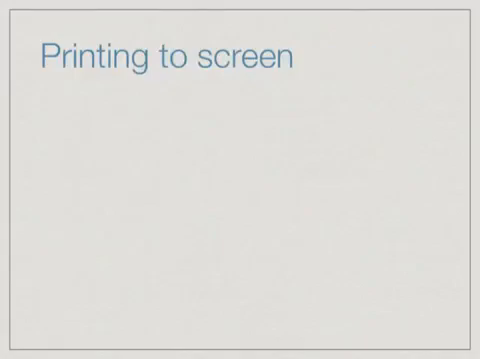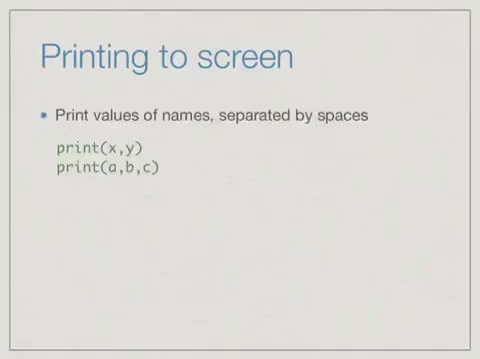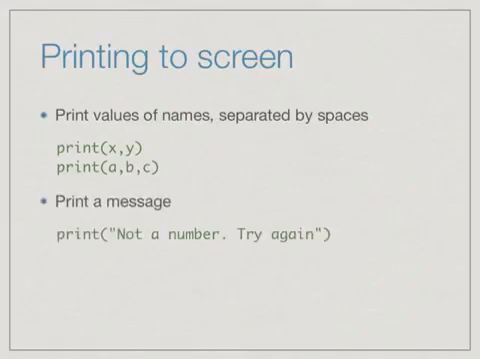So the other part of interaction is displaying messages, which we call standard output or printing to the screen. And this is achieved using the print statement, which we have seen occasionally informally without formally having defined it. So the basic form of the print statement is to give a sequence of values separated by commas. So print x y will display the value of x, then a space, then the value of y. Print a b c will display three values, the values of a, b, and c separated by spaces. Now, the other thing that we can do is directly print a string or a message. So like we saw in the previous example, we can say print the string, not a number, try again. So this will display the string on the screen.